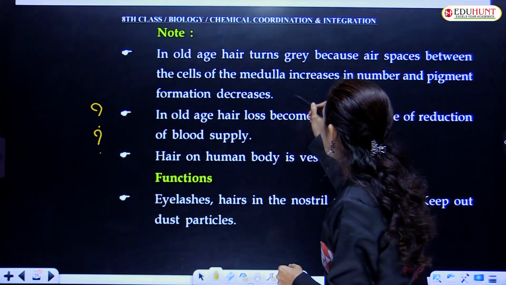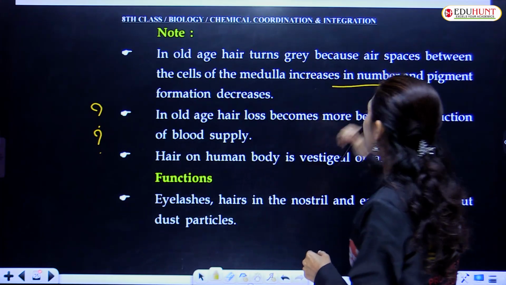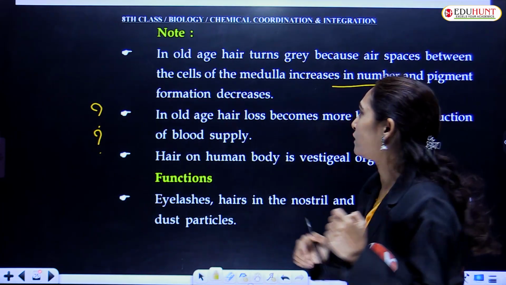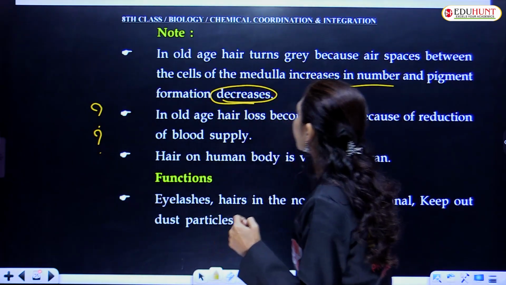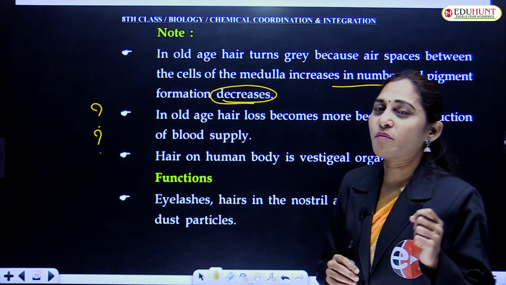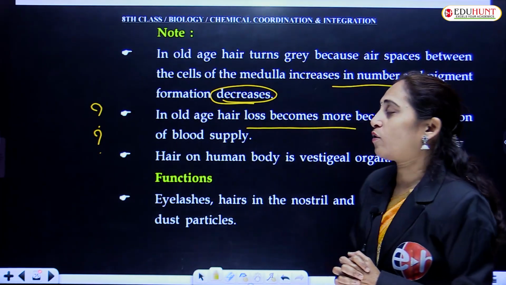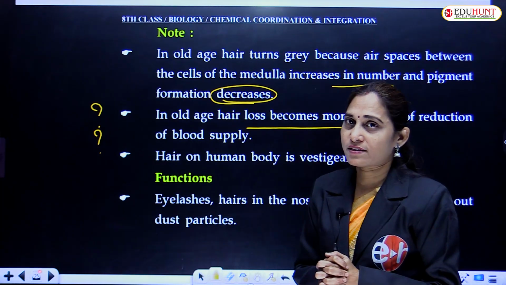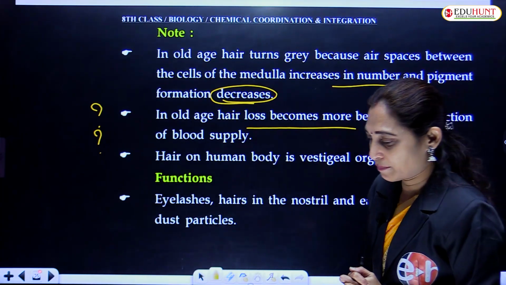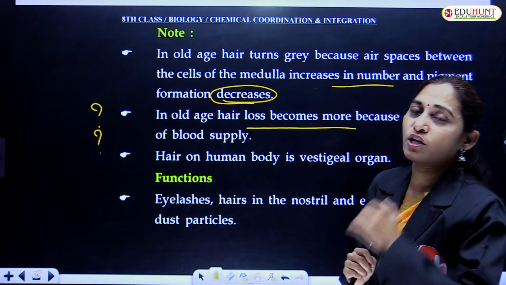As I said, the medulla increases in number and pigment formation decreases. Pigment formation decreases and hair loss becomes more because of reduction of blood supply. Blood supply తగ్గిపోవడం వల్ల hair loss జరుగుతుంది.